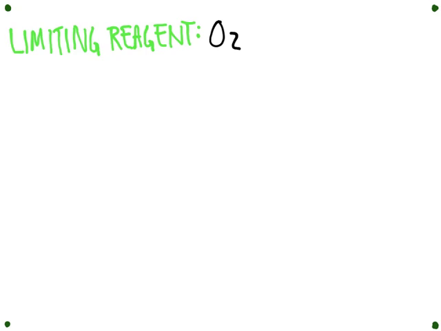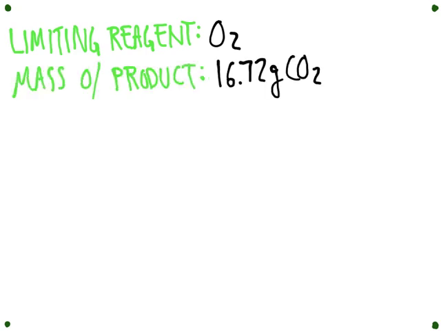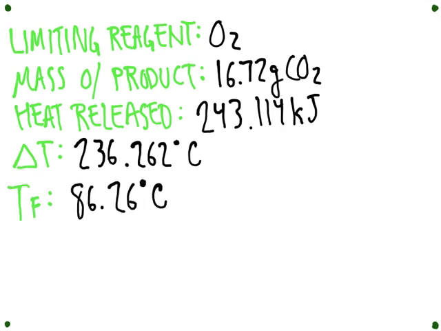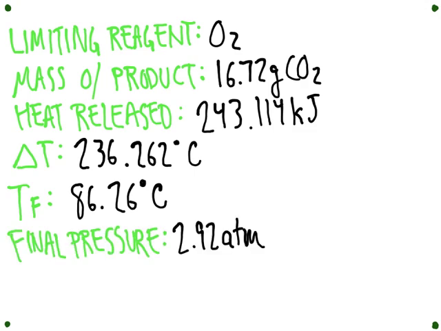Awesome. Okay, so final recap of our answers. Our limiting reagent is oxygen. The mass of our desired product, CO2, is 16.772 grams. The heat released by this reaction was 243.114 kilojoules. The temperature change of the argon gas was 236.262 degrees Celsius, and the final temperature was 86.26 degrees. And finally, the final pressure of the argon gas was 2.92 atmospheres.